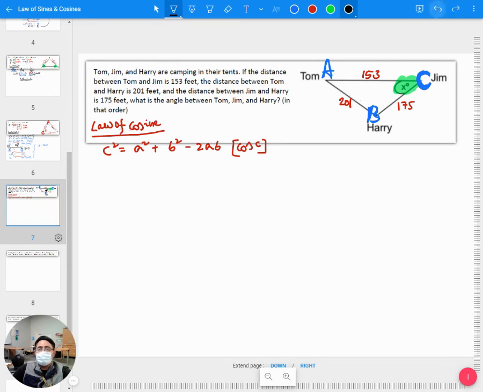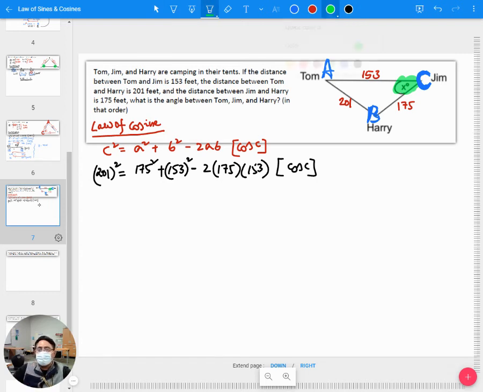So let me take that: 201 square equals a square, meaning the side opposite to angle A, which is 175 square, plus b square, meaning the side opposite to angle B, which is 153 square, minus 2 times A times B times cos C.